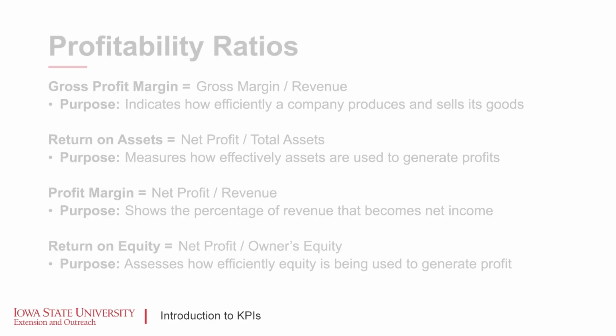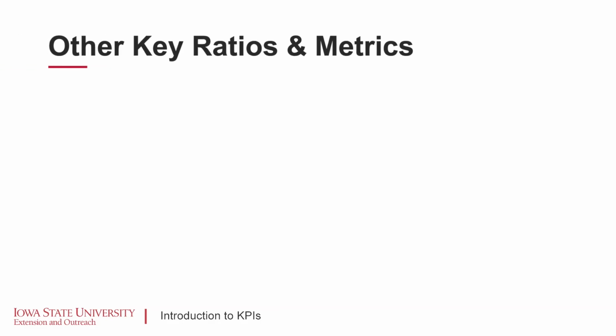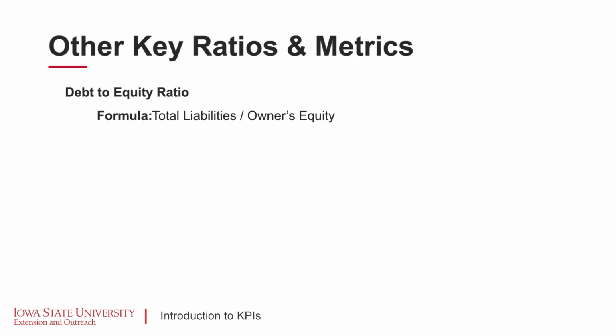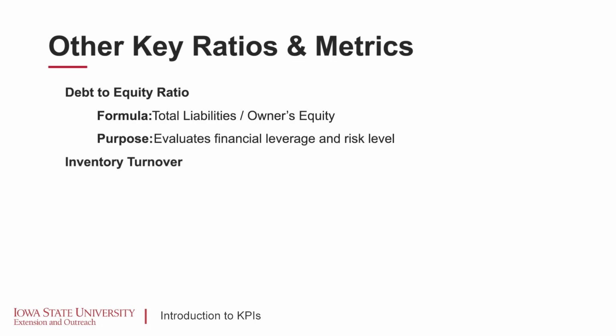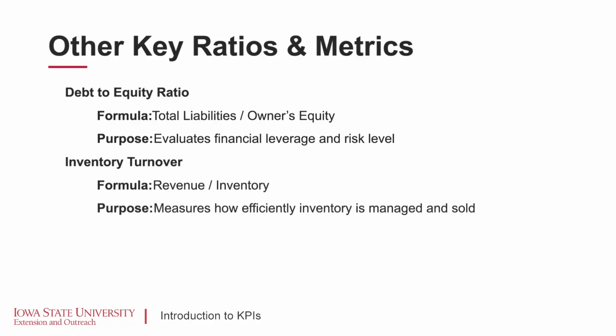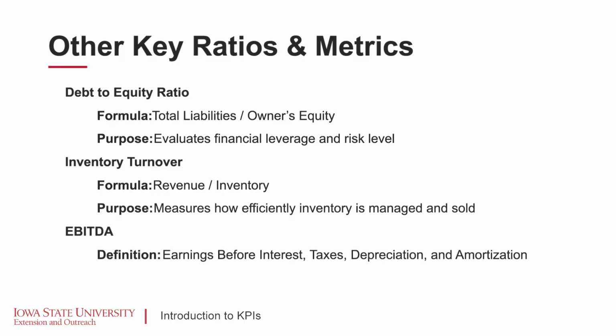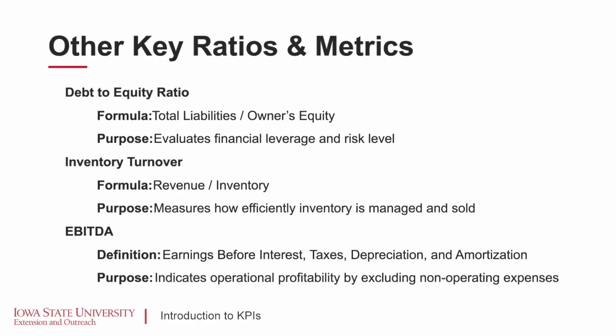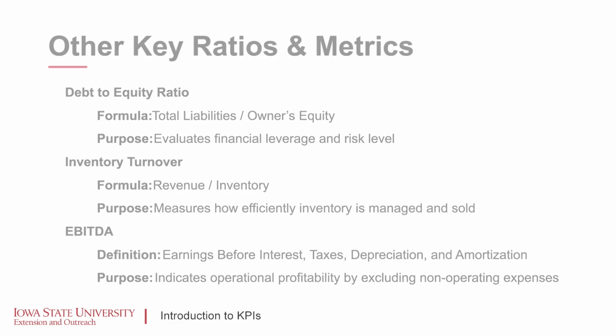Other important ratios and metrics include the debt-to-equity ratio, which is total liabilities divided by owner's equity and evaluates financial leverage and risk level. Inventory turnover, calculated as revenue divided by inventory, measures how efficiently inventory is managed and sold. EBITDA, or earnings before interest, taxes, and depreciation and amortization, indicates operational profitability by excluding non-operating expenses.